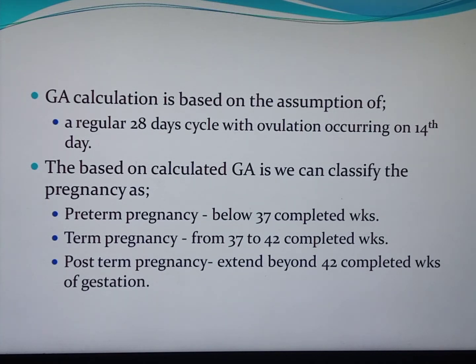And based on the calculated gestational age, we can classify the pregnancy as preterm if its gestational age is below 37 weeks, term pregnancy is 37 to 42 completed weeks, and the term pregnancy can also be classified as early term if gestational age is 37 to 38 plus 6, and full term 39 to 40 plus 6, and late term 41 to 41 plus 6, and the post term if the pregnancy extends beyond 42 completed weeks.